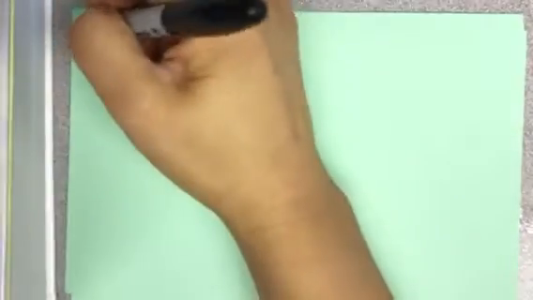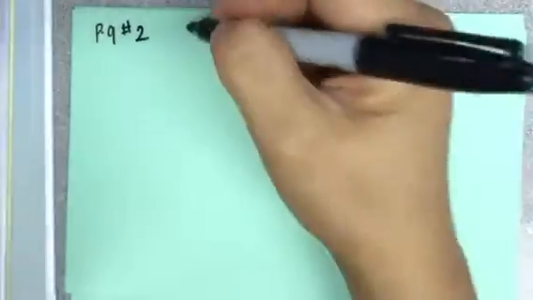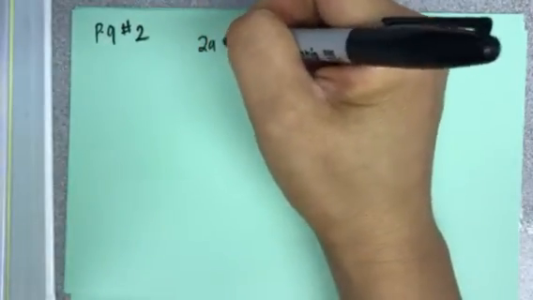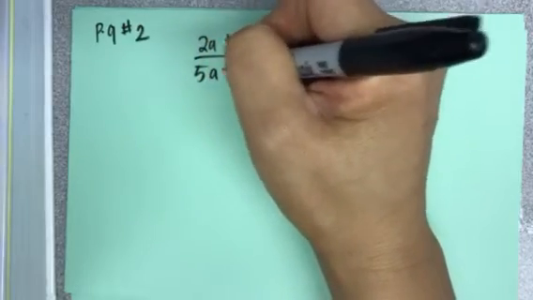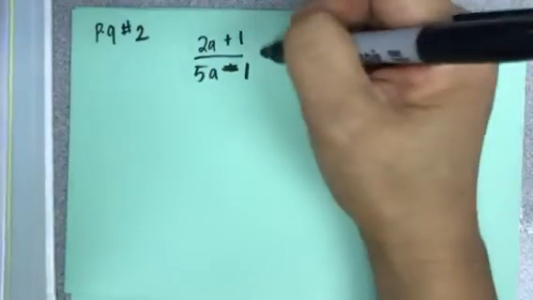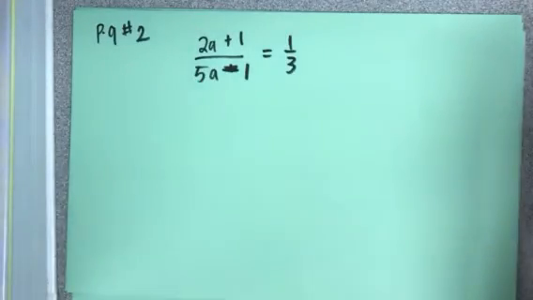Okay, I'm covering now page number 9, number 2. All right, this one says (2a + 1)/(5a - 1) = 1/3. What is the value of a?